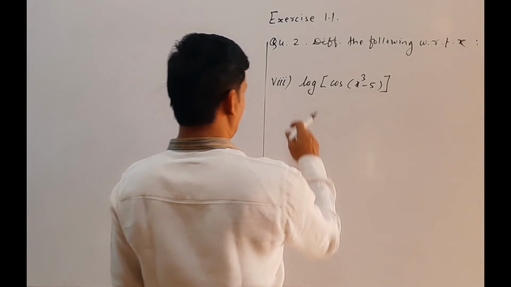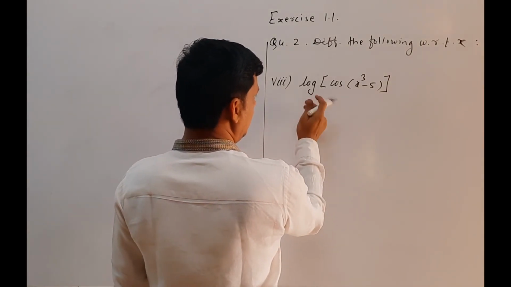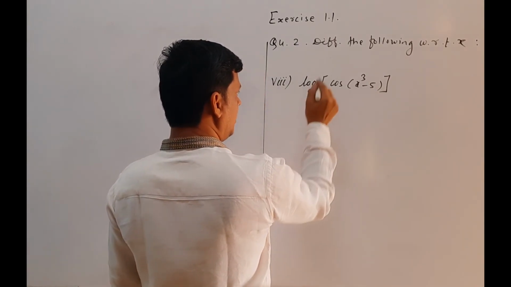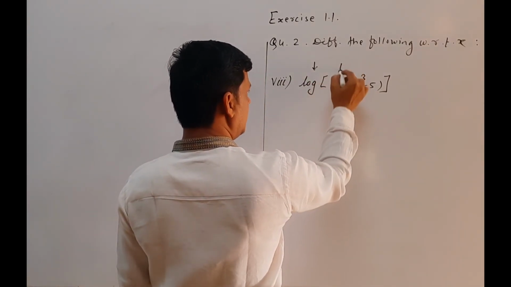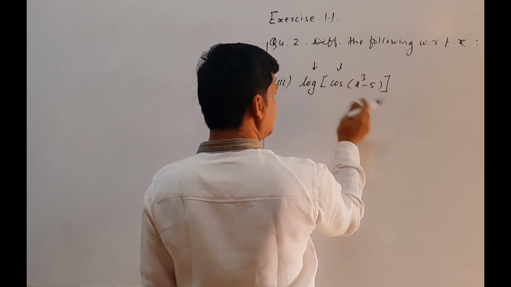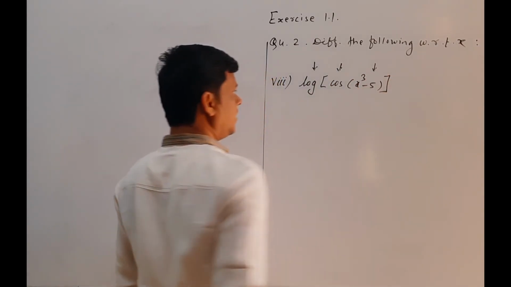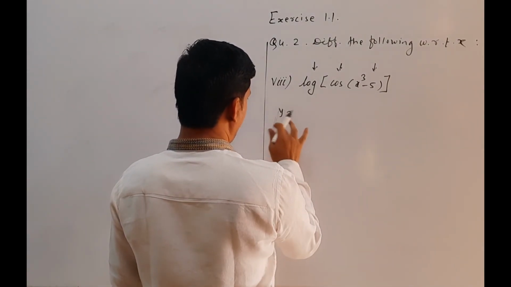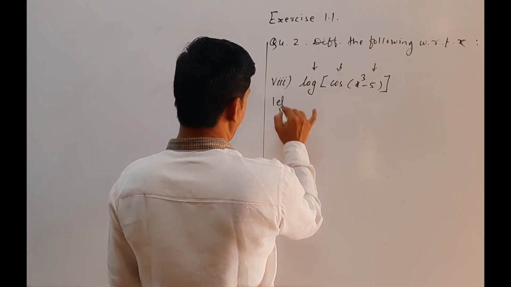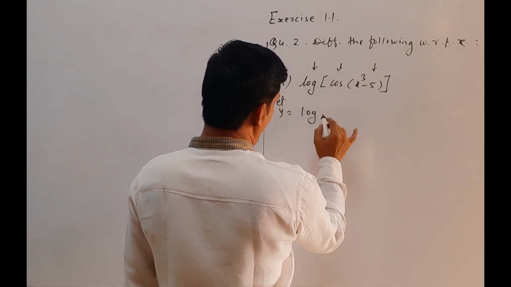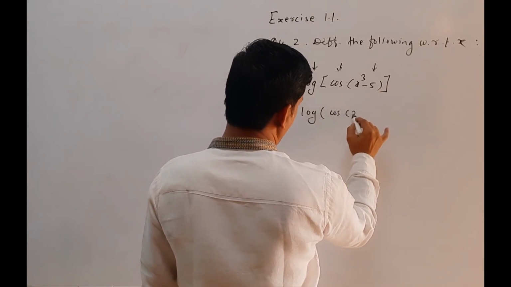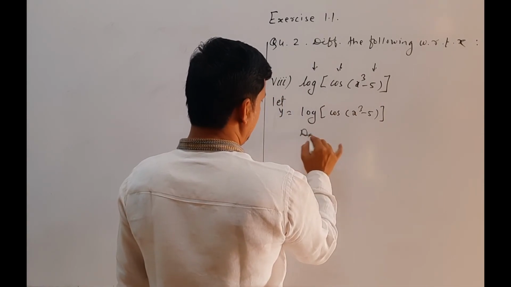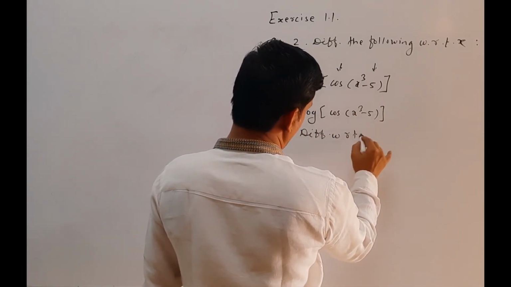Now see next sub question, question 8. Here function is log of cos of x cube minus 5. So total number of functions are 3. Log function, cos function, then algebraic function. So we have to find 3 derivatives here. So we write in solution, y is equal to log of cos of x cube minus 5. So we write here differentiate with respect to x.